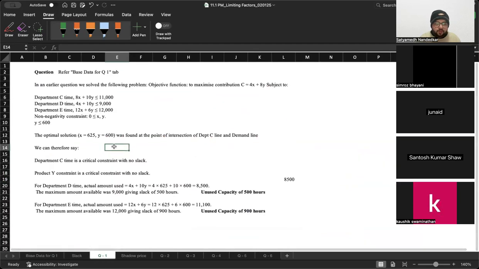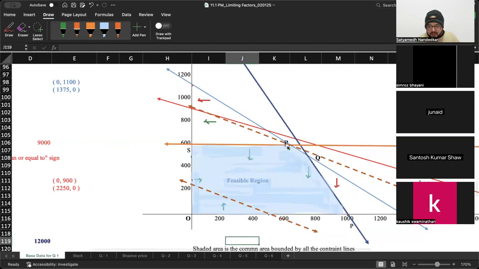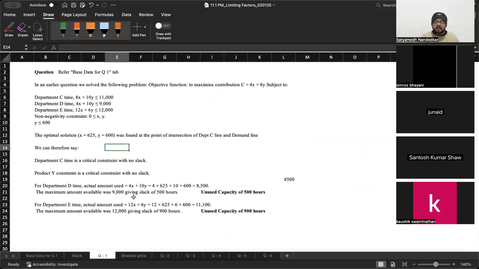ठीक है. So product Y constraint is a critical constraint with no slack. Department C time is a critical constraint with no slack. Department C का resource is indicated by blue line. Point of the optimal solution lies on the blue line, which means department C का जो भी resource था that has been fully used up. But it lies below the purple line and it lies below the green line, which means itna capacity hai, but I'm using only this much. This is indicative of the fact that there is a slack.